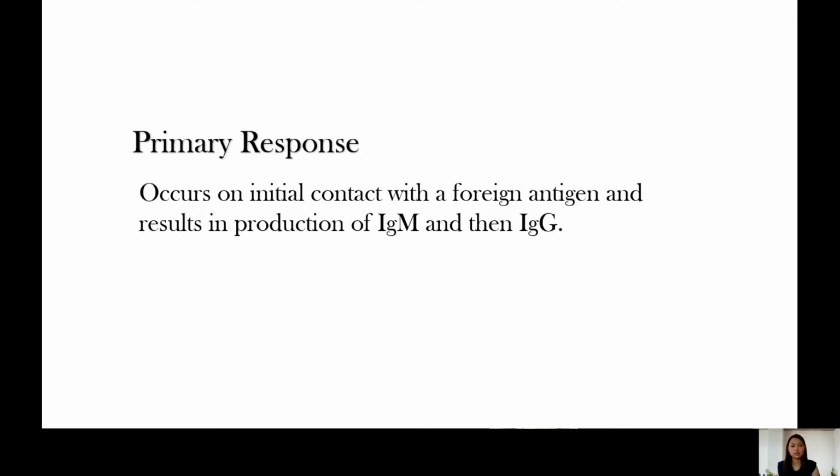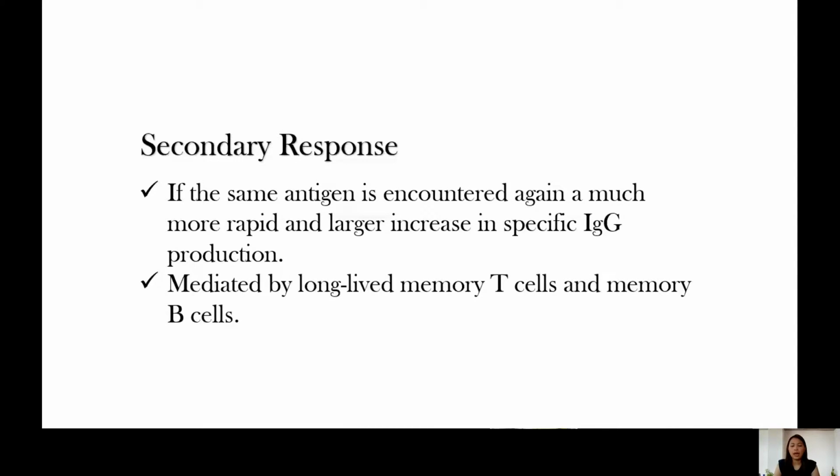If it's the body's first time, then the body will produce IgM first and then IgG. That is the primary response of the body because it's the first time that the body has encountered that pathogen. Now, after some time, if our body is exposed again to that antigen, it's already the second time or the third time, the response of our body is faster compared to the primary response.